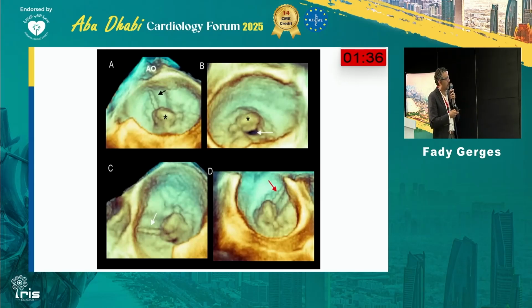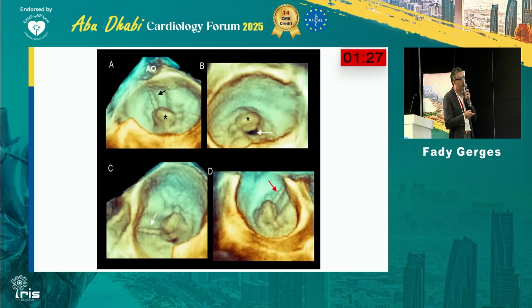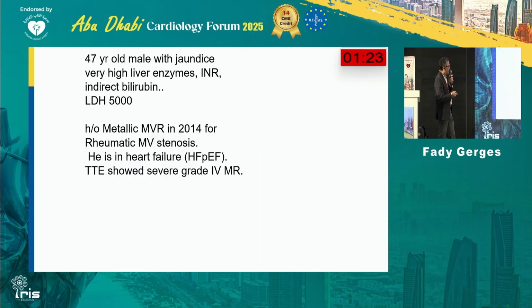Again, this is a prolapse, and you can see here that this is basically the area where there is a regurgitant orifice. So you can see it here. This is echo-free space, because just beneath the prolapse, this is a regurgitation. So you can see it very clearly.